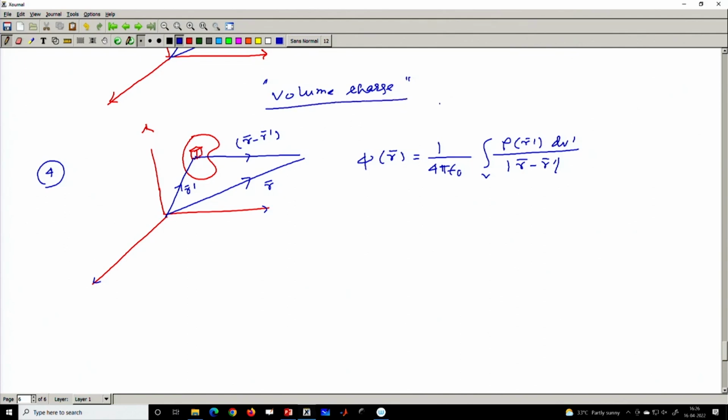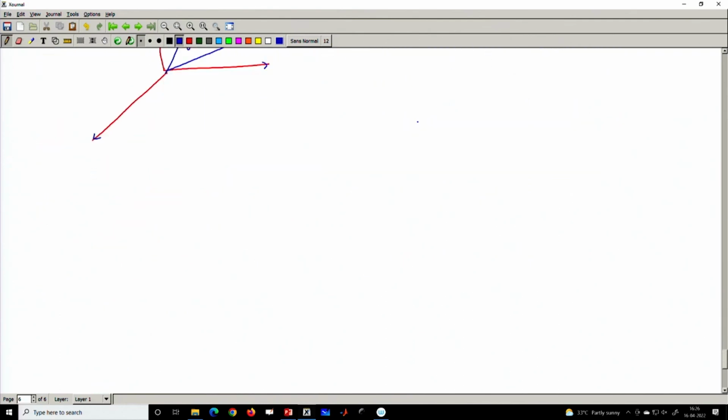Okay. So, after all these distributions, let us now quickly do a few problems. One is the potential due to a uniformly charged wire of length 2L, say. So, we will try to do one quick problem and try to find out the potential of the wire.